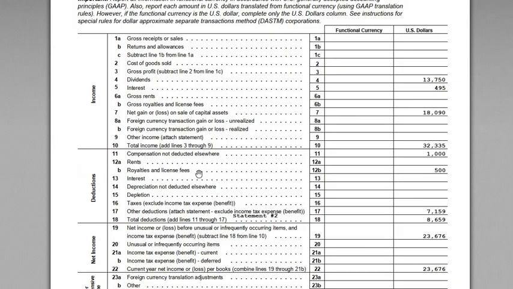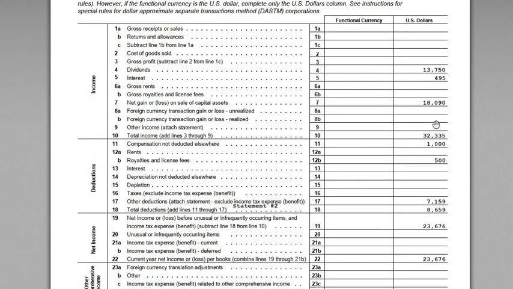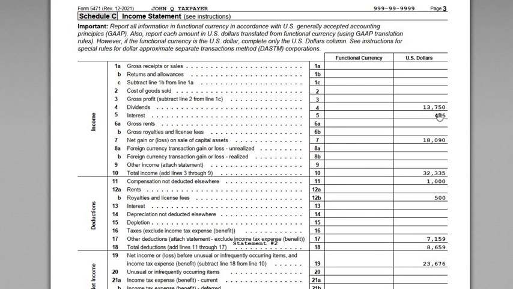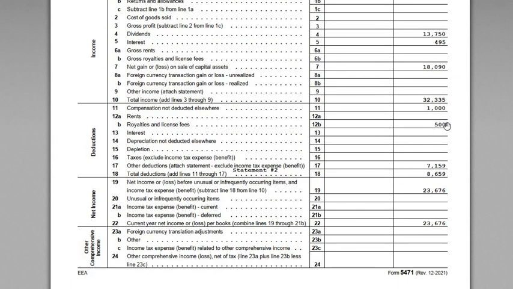So now if we look at the income statement again, we're literally just reporting those items on our book financial statements with these line items, right? So we have the US dollar amounts, we have our dividend income, our interest income, the net gain or loss on the sale of capital assets. So there's our total income of $32,335, compensation of $1,000, licensing fees, and then other deductions here, $7,159. You can see here we have a statement 2 attached with some more details.